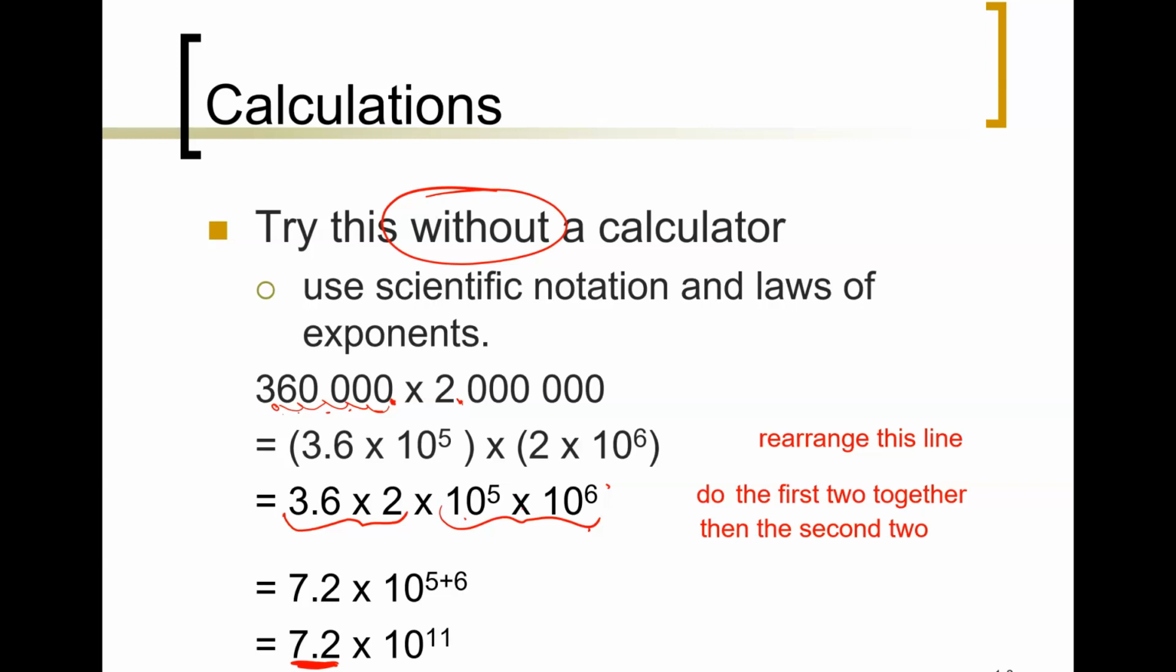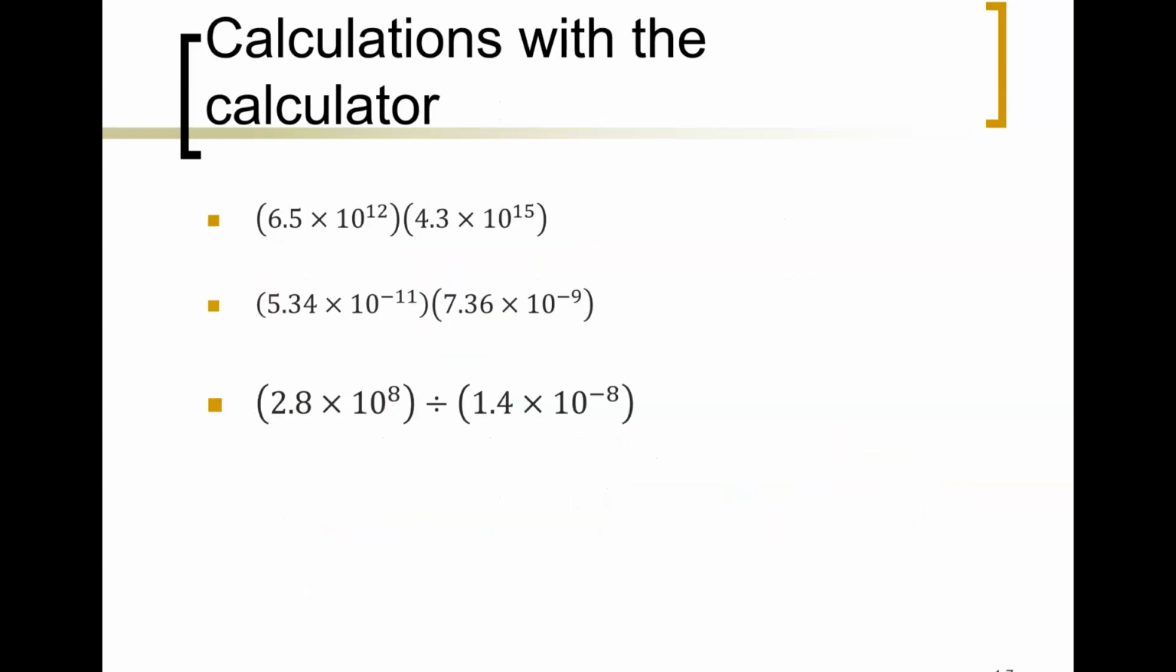Now that you've done that by writing it out, also check it with the calculator as well. Okay, on your calculator with the scientific notation button, practice these. Pause the video.